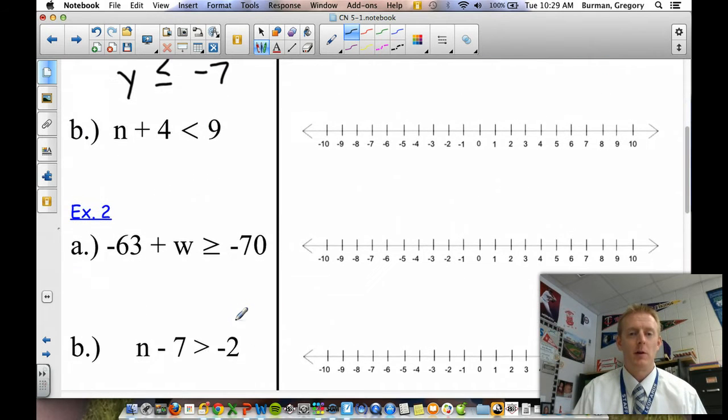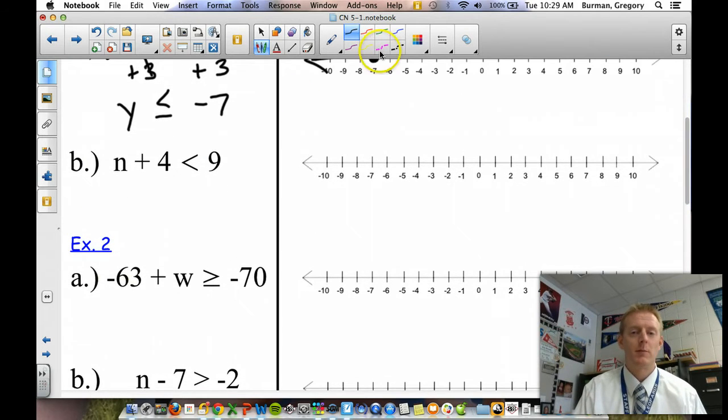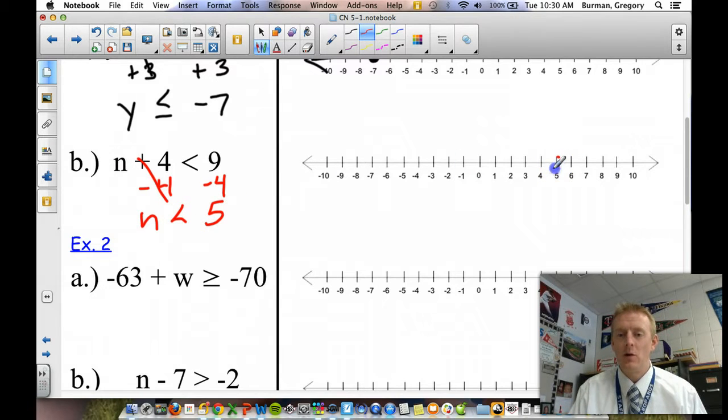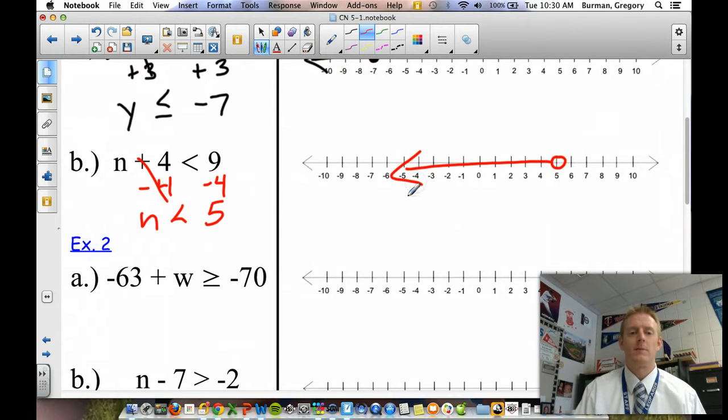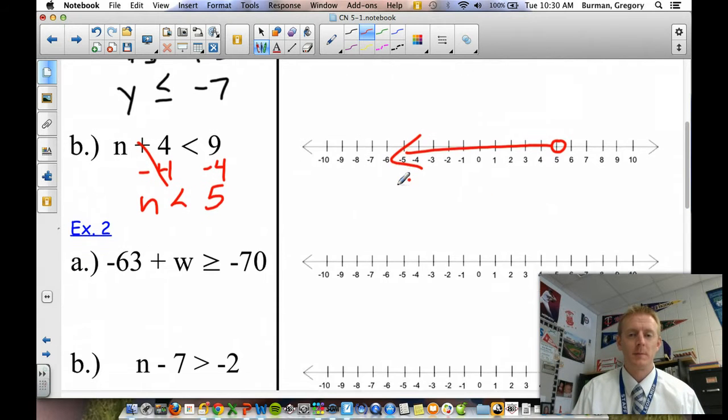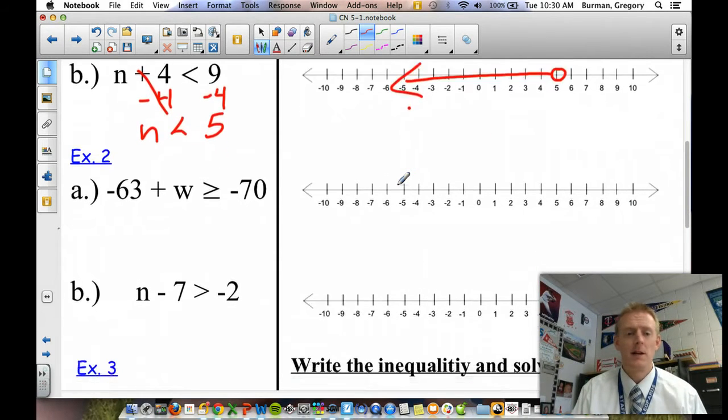And we'll scroll down to part B of example 1. Same exact process. To get n by itself, we subtract 4 from both sides of the inequality. n is less than 5. So at 5, we have an open circle, and we're going to shade everything to the left. And you check it, plug in one of these numbers to see if it works out. Or even plug in the 5.